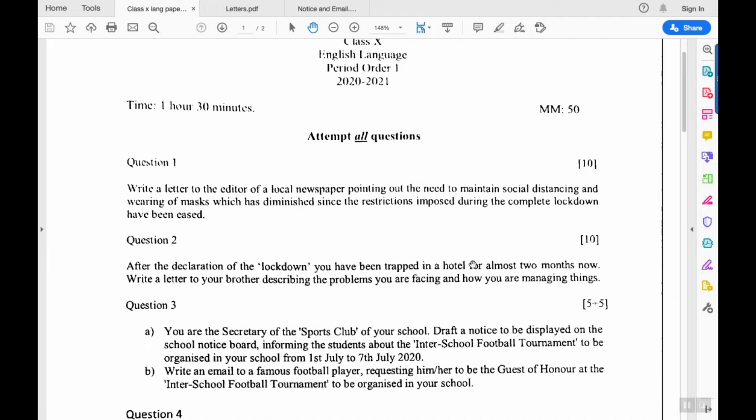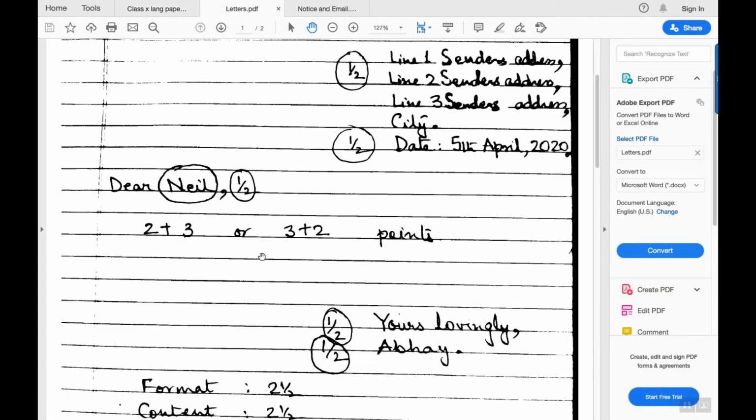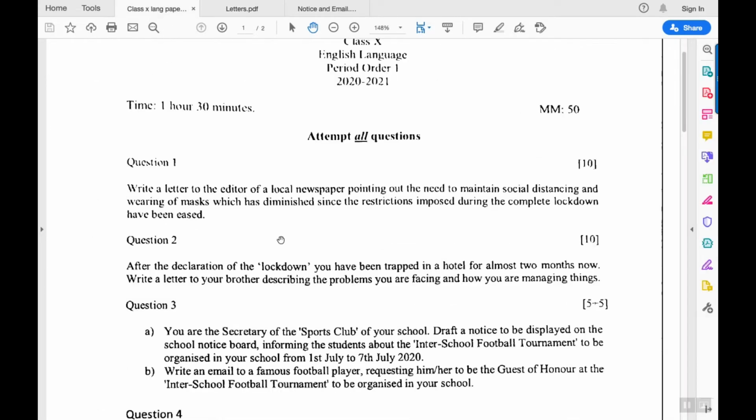These are the points that need to be there in the letter, which not many of you have done. That is the reason. So there will be almost 5 points which will be in the body of this letter, and these points you will have to relate to the question.